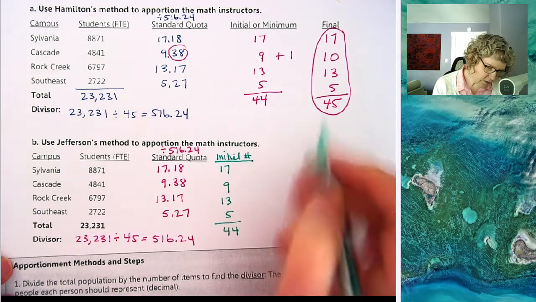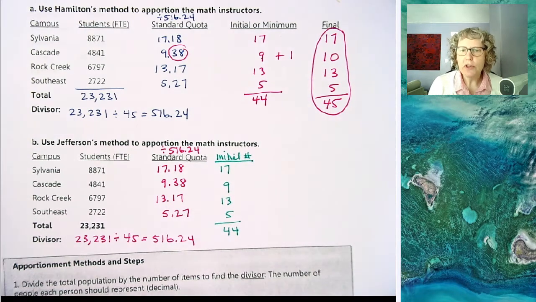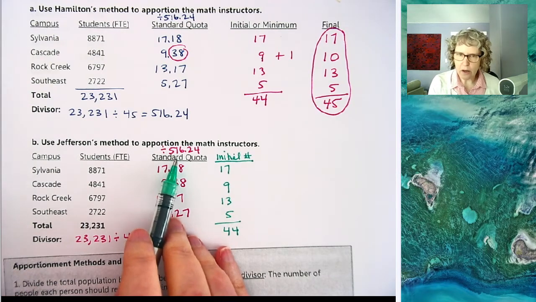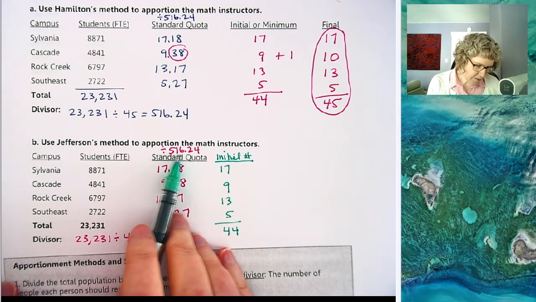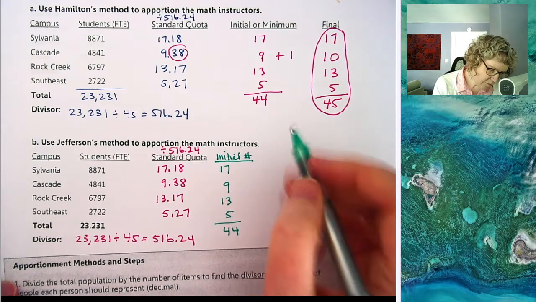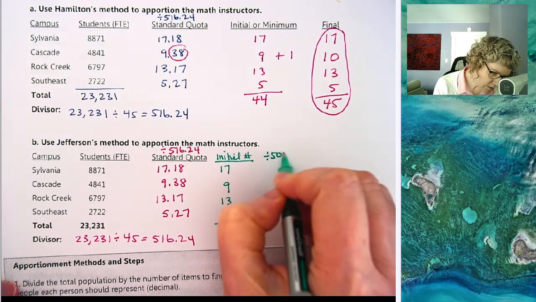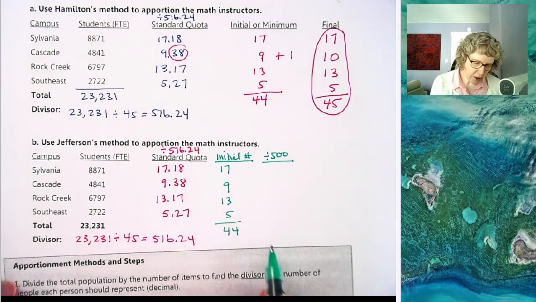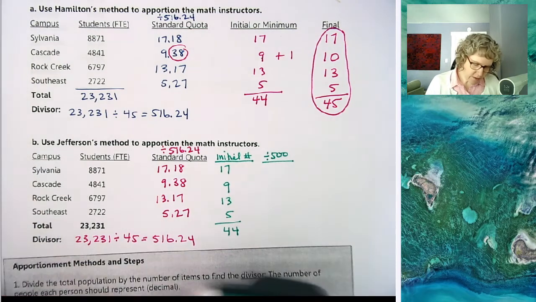So what we need to do is try lowering our divisor to see if one of these will bump up and give us 45. So I don't know exactly what it should be. What I'm going to do is take a guess and lower this to kind of a round number. This is 516, so I'm going to try 500. And I like to write what I'm dividing by here so that I can remember, since it's a trial and error process. Okay, so let's start back over.